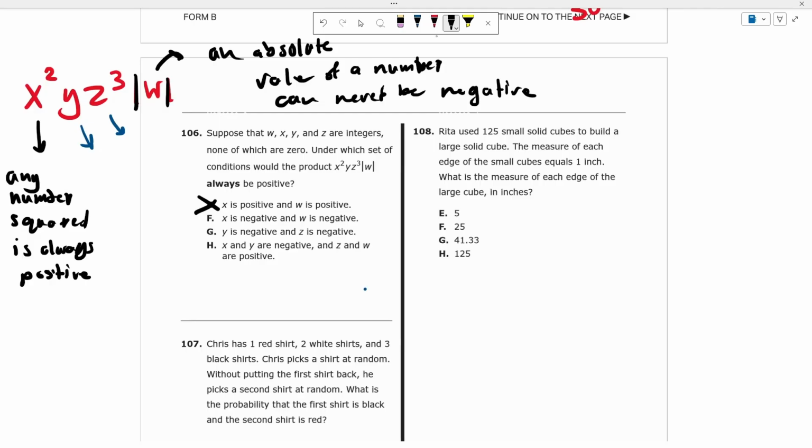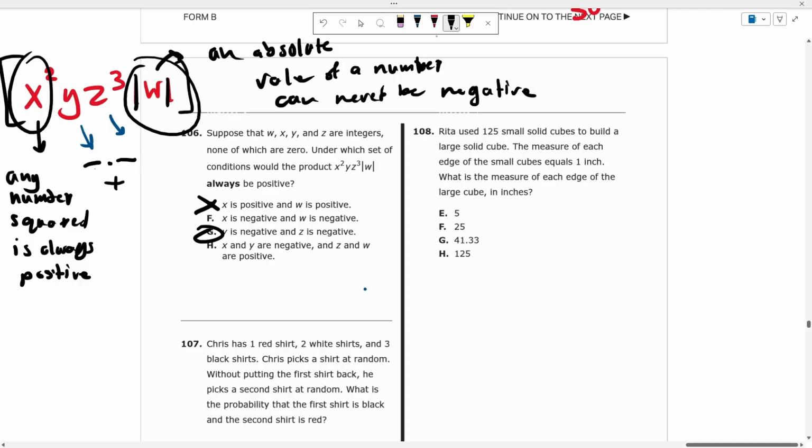So based on this, we know that y and z absolutely need to be both positive or both negative in order for this entire thing to be positive. Why? Because if y is negative and z is negative, both of them, a negative times a negative makes it positive, and these guys are automatically positive, which is why choice G has to be the correct answer. Y has to be negative and z has to be negative in order for it to always be positive, okay? It doesn't matter if x is negative because x is always going to be positive because we're squaring it, and it doesn't matter if w is positive because w is always going to be positive. That's why choice G is the correct answer here.